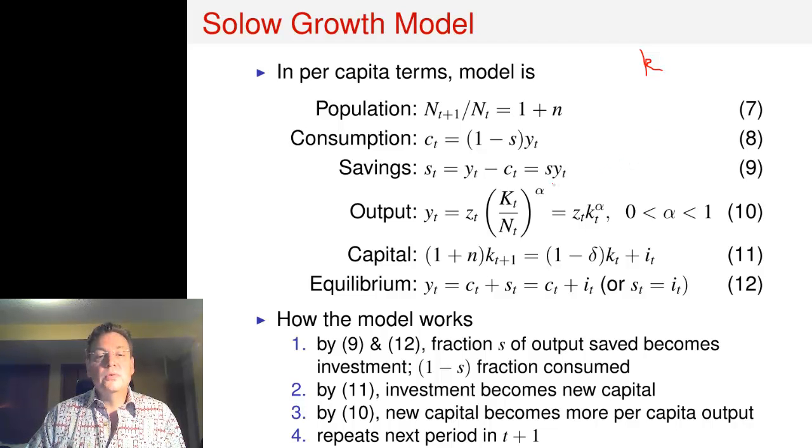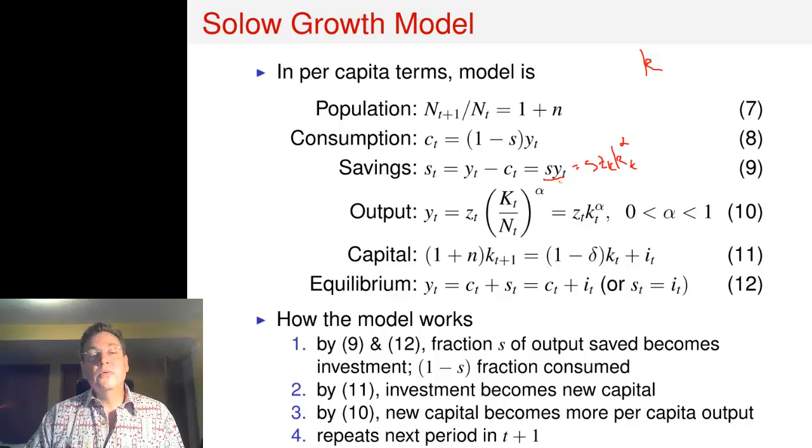Well, first we note that savings is just equal to some constant fraction of output. And that output is just equal to, remember we've put everything in per capita terms, total factor productivity times the per capita capital stock raised to that parameter alpha.